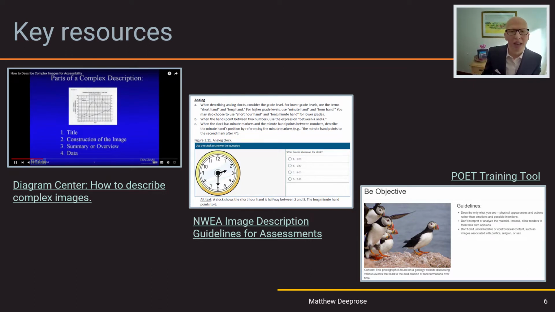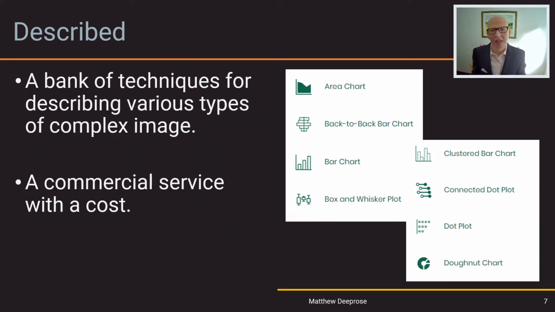The Northwest Evaluation Association has produced an incredible resource on writing alternative text for images that are used in assessments. How can you describe an image without giving away the answer? And I expect many of you are aware of the Poet training tool that has exercises you can follow to learn more about writing alternative text. And those resources were all freely available.